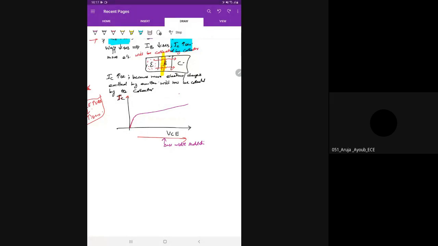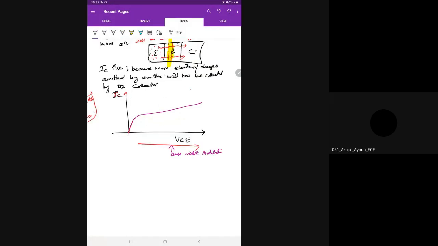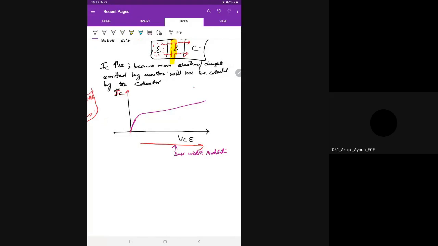Now see, this is the VI characteristics, output characteristics of common emitter BJT in common emitter configuration. Okay, so these are the VI characteristics of BJT in common emitter configuration.